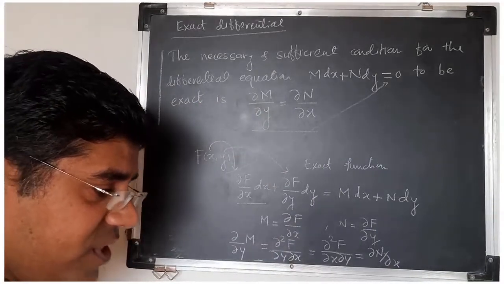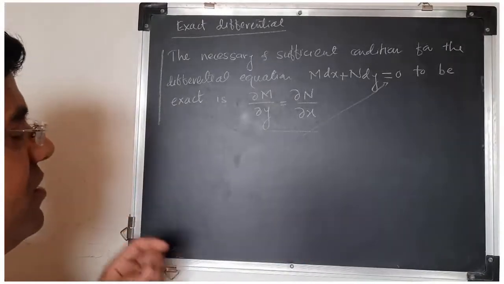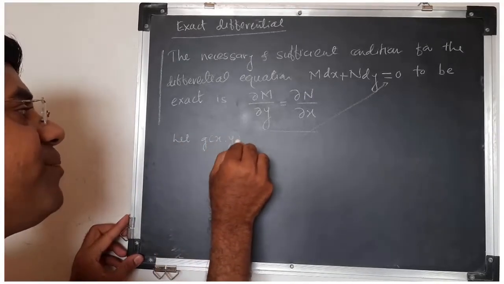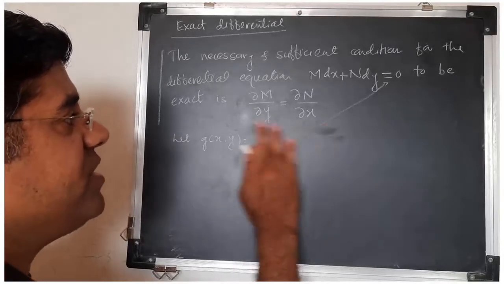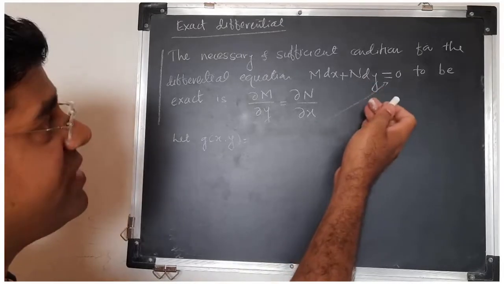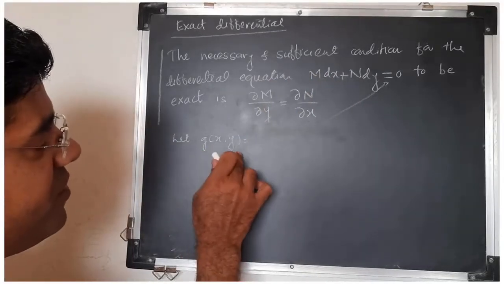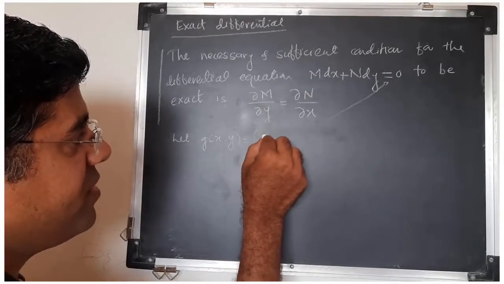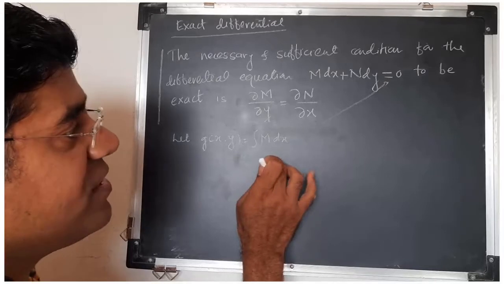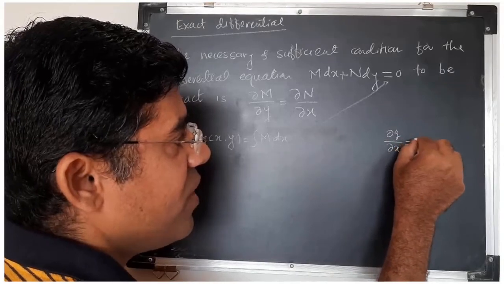Now let us assume another function, suppose g, is a function of x and y. My aim is what? We have taken initially the necessary condition, and then we have to go to the sufficient condition. So g is a function of x and y, and we can write this as the integral of M dx. How can we write this one? Here ∂g/∂x is equal to M.